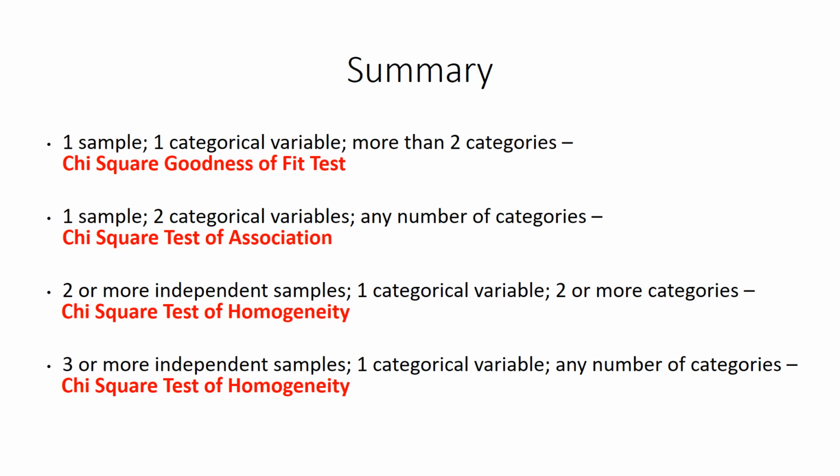If I only had two independent samples, one variable with only two categories, that would be the two-sample z-test for difference of proportions. But if I have more than two samples or more than two categories, then we have to use chi-square test of homogeneity. In the special case where I have three or more independent samples with only one categorical variable, it's always going to be chi-square test of homogeneity regardless of the number of categories.